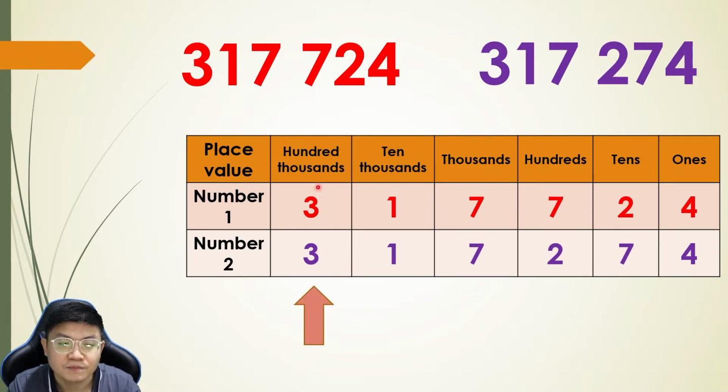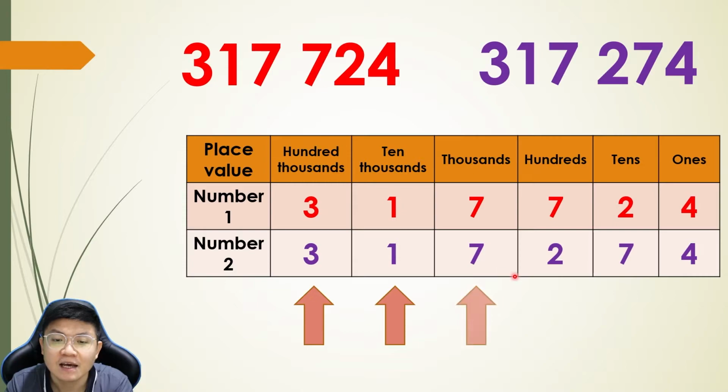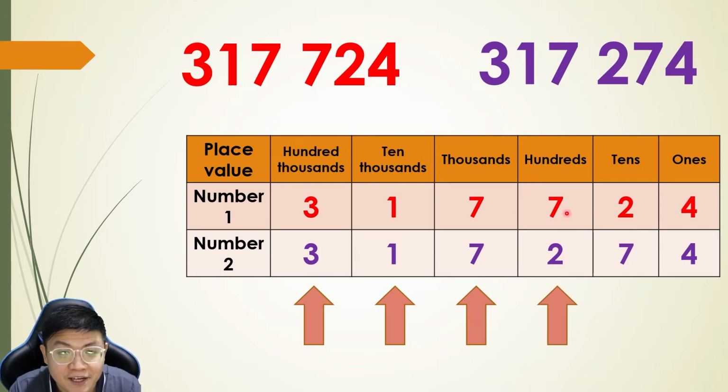So starting from 100,000, both numbers are 3. We cannot identify which one is larger, which one is smaller. So the next one we're going to see is 10,000s, both also same. Next, thousands, both also same. But when we go to hundreds, I found out that 2 is less than 7. 2 is less than 7. And of course, number 2 will be smaller. Right? Number 2 will be smaller.